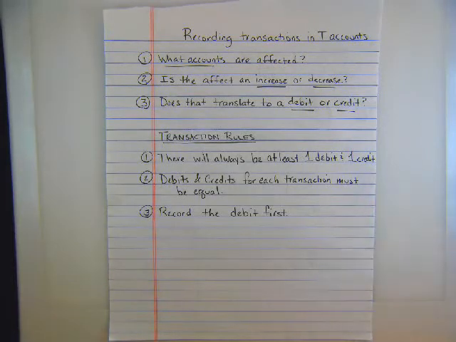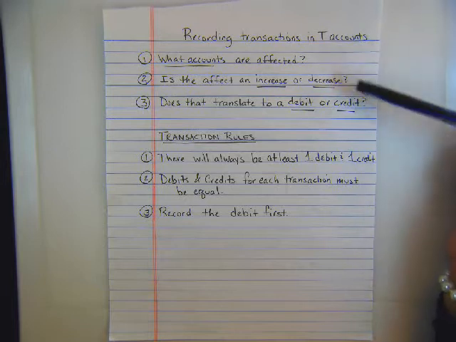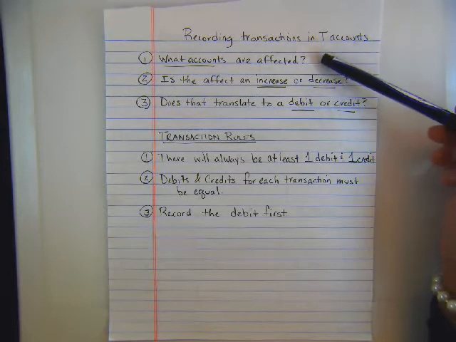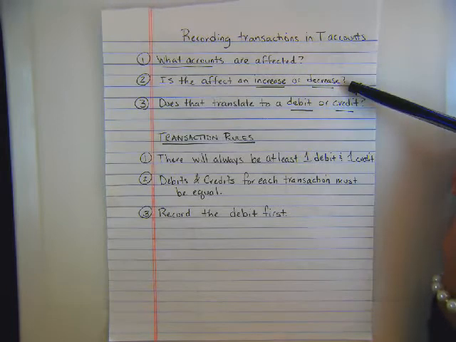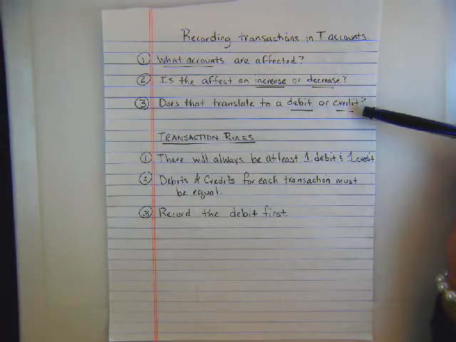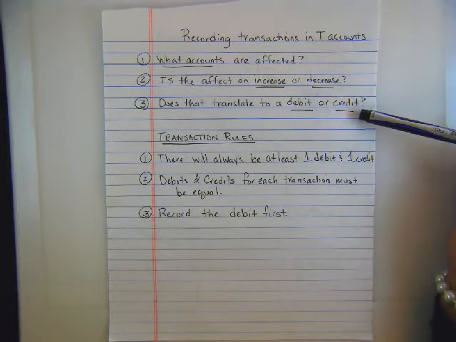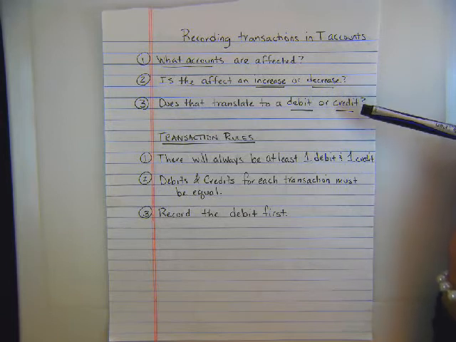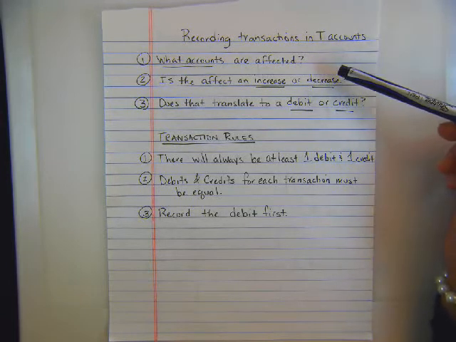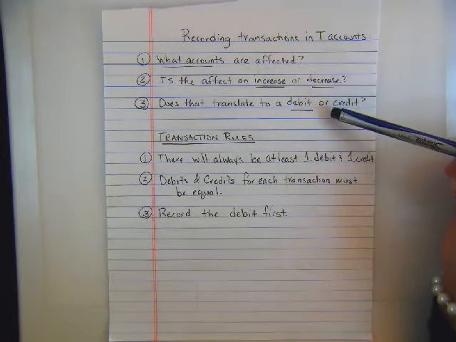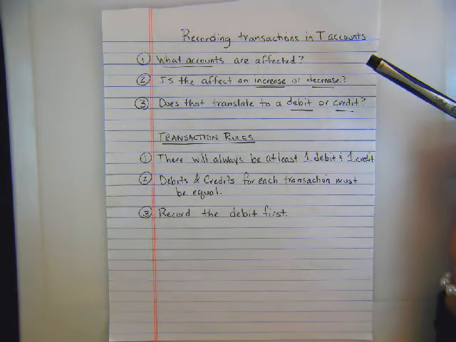Okay, so once you know how accounting T accounts function, the next thing we have to do is start recording transactions using the T accounts. So we're going to ask ourselves 3 questions for each transaction. What accounts are affected? Is the effect an increase or decrease? And does that translate to a debit or credit? Now, in the beginning, you'll probably have to formally ask yourself those 3 questions. As this process goes on, it will become second nature, and you'll be immediately able to jump from 1 to 3 without even thinking about it.